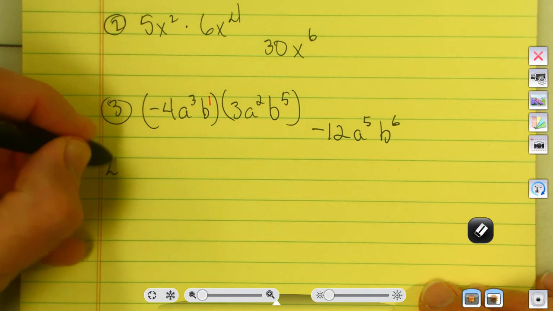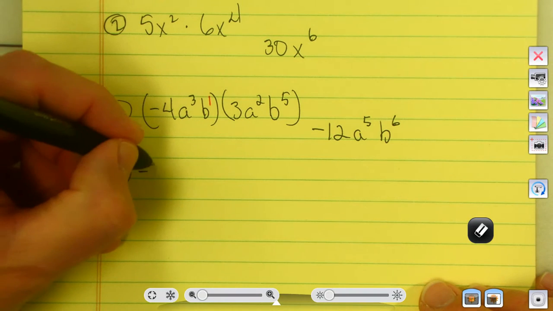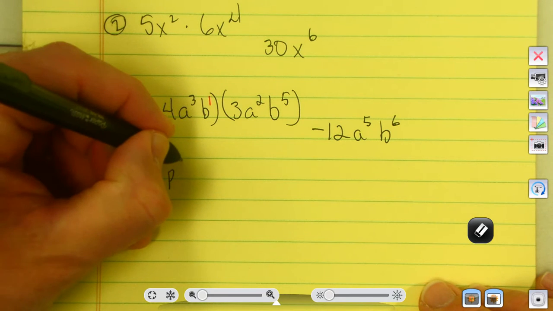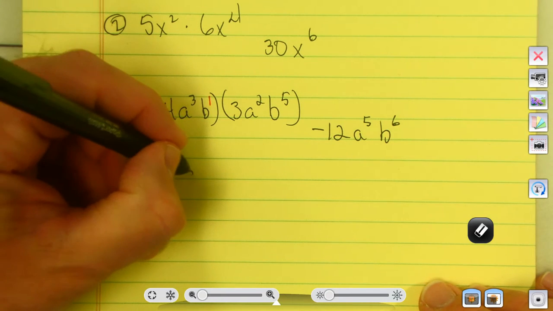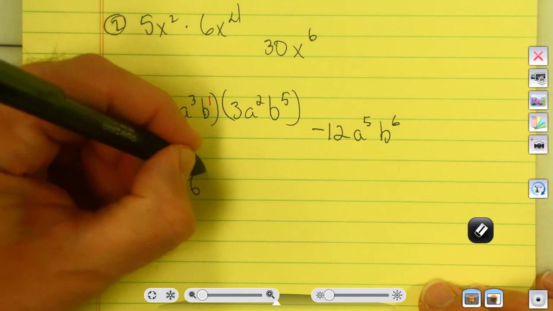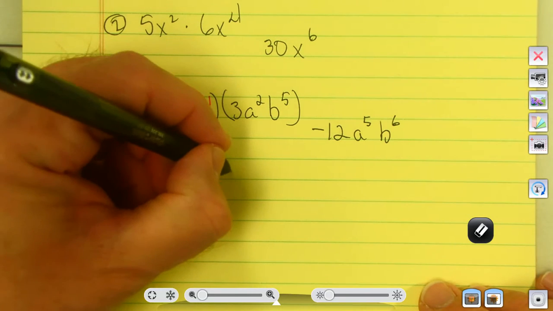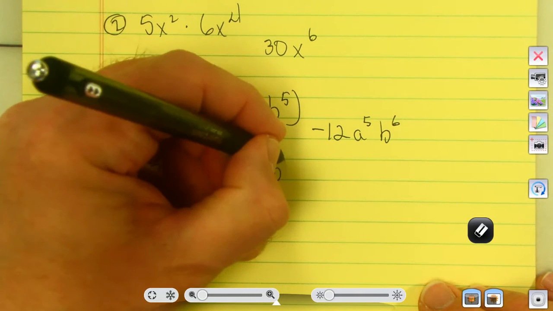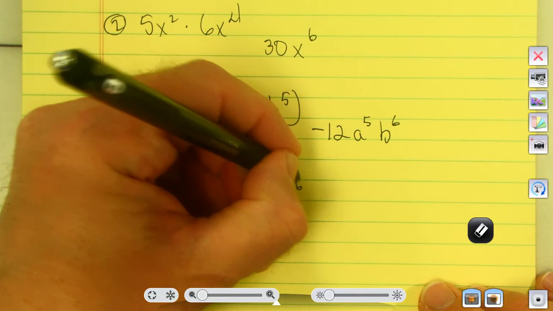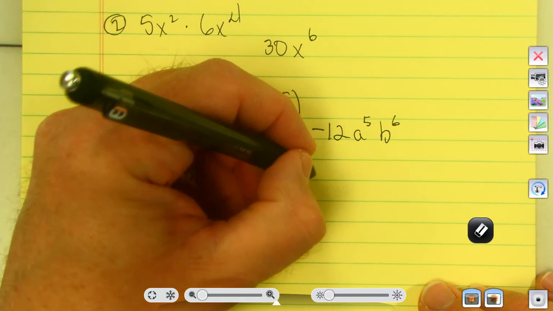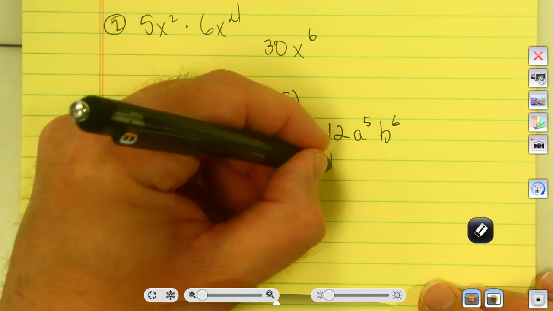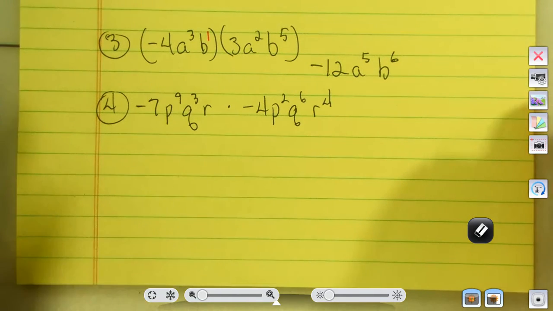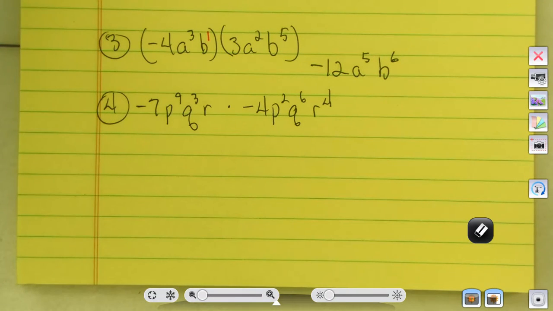Write this one down, please. Negative 7 p to the 9th, q to the 3rd, r times negative 4 p squared times q to the 6th times r to the 4th. Let me let you try that one on your own for a second. Write that one down and tell me your answer.